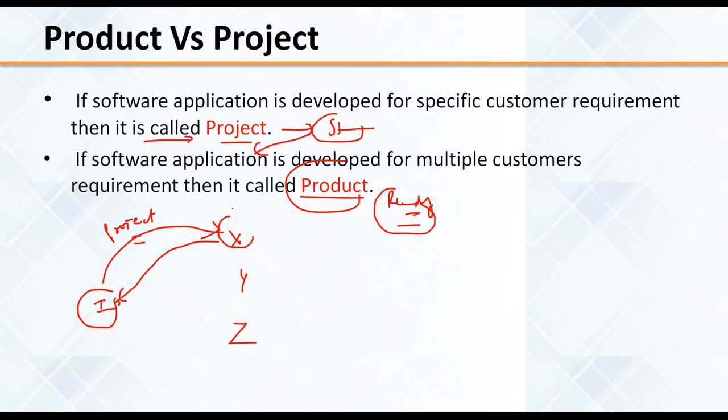This is for multiple customers, specific to market requirement. In other words, based upon the market requirement, they will develop the application, so that comes under product. But project is not like that. A project is developed based on a specific customer's requirement. Okay, so that's the difference between product and project. These are the basic things we need to understand before going to testing.